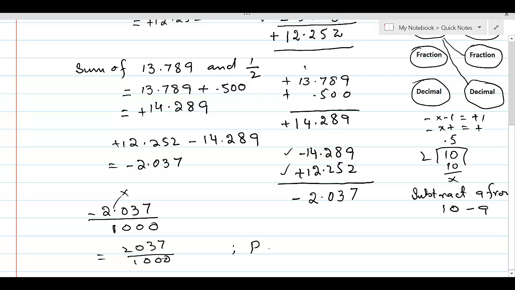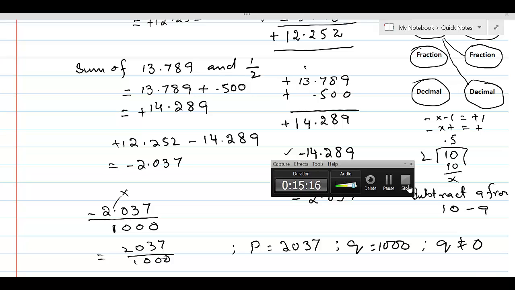So this is a simple fraction in which what is P? P is always the numerator. P is equal to 2037, which is an integer. Q is 1000, which is an integer again, and Q is not equal to 0. So that perfectly fits the definition of a rational number. Therefore, we have performed all the necessary calculations and we have proved that the answer is a rational number. See you in the next video.